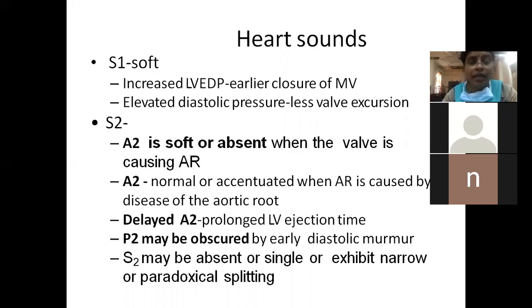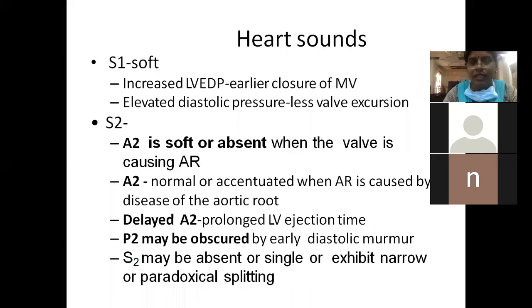The P2 component, the pulmonary component, may be masked by the early diastolic murmur. The early diastolic murmur, we'll discuss later. Okay, these are the findings in the second heart sound. A2 may be soft or absent when the valve is involved. A2 is normal or may be accentuated when the root is involved. That's the difference between the valve and the root.